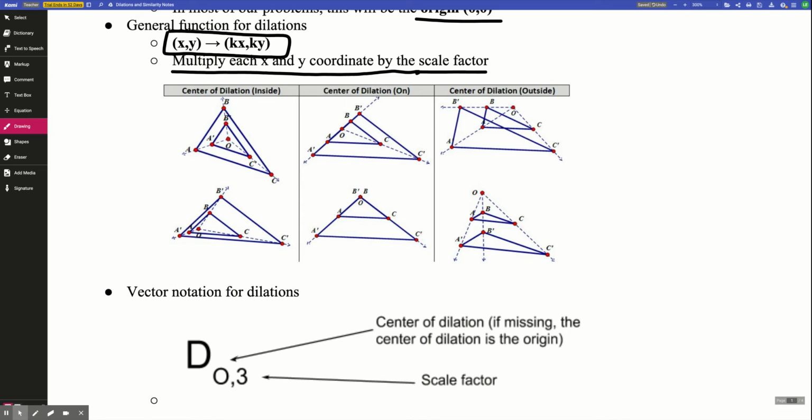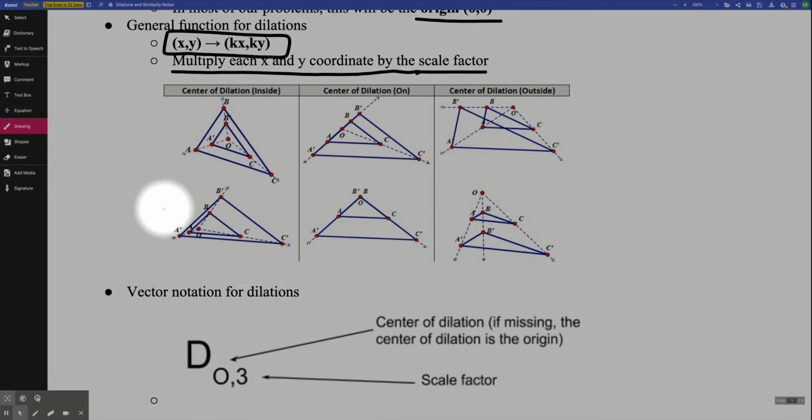So this is just to give you an idea of how these things grow and what it looks like when they do. I'm hoping that you can see that on each of these, the center of dilation is point O, and going out from it there are these dashed arrows. Those are called directed line segments. They show you how each point moves and changes as the figure grows or shrinks.